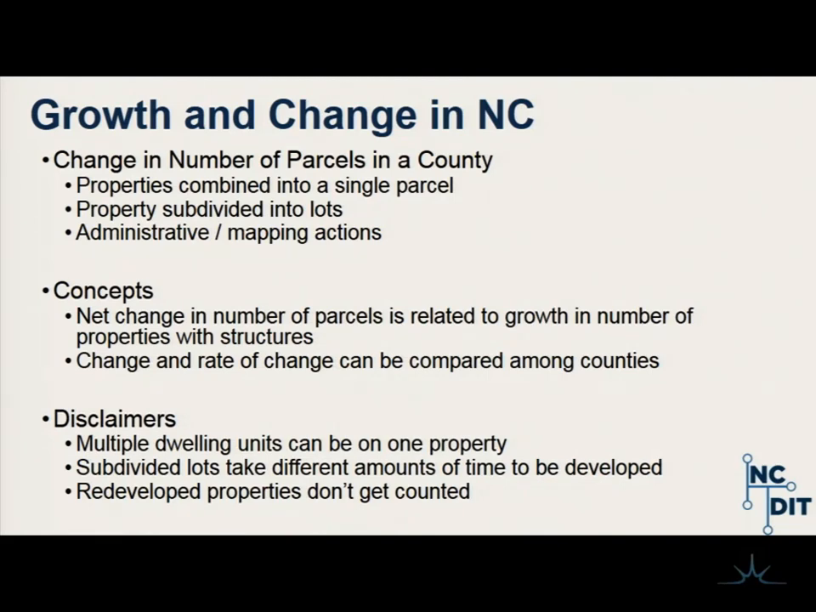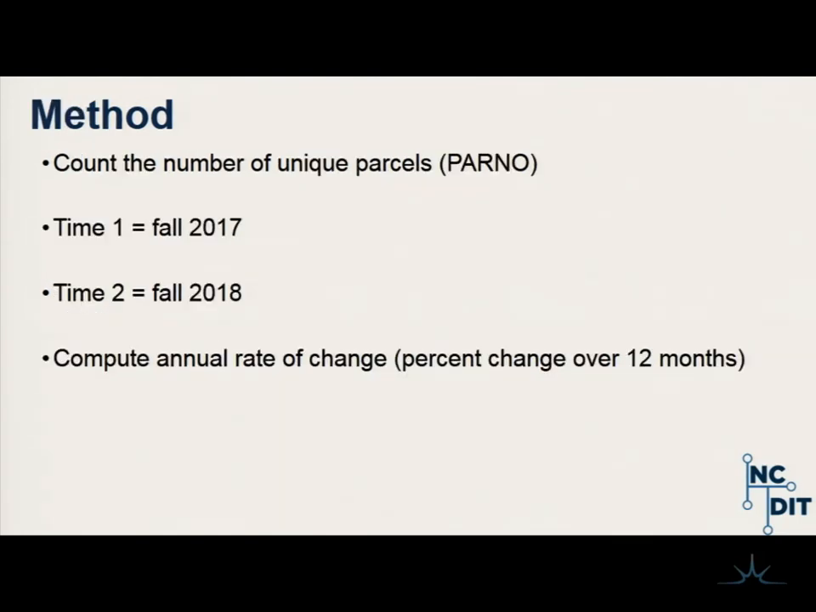Some disclaimers: multiple dwelling units can be on one property. This is taking unique parcel identification numbers, so there can be multiple dwelling units there that are not really reflected in the numbers. Subdivided lots take different amounts of time to be developed, so there may or may not be a structure on a new parcel. And redeveloped properties, we're not counting those. We don't really have clues about those. The method is really the count of parcels, unique parcel numbers. Parno is the standard field name.